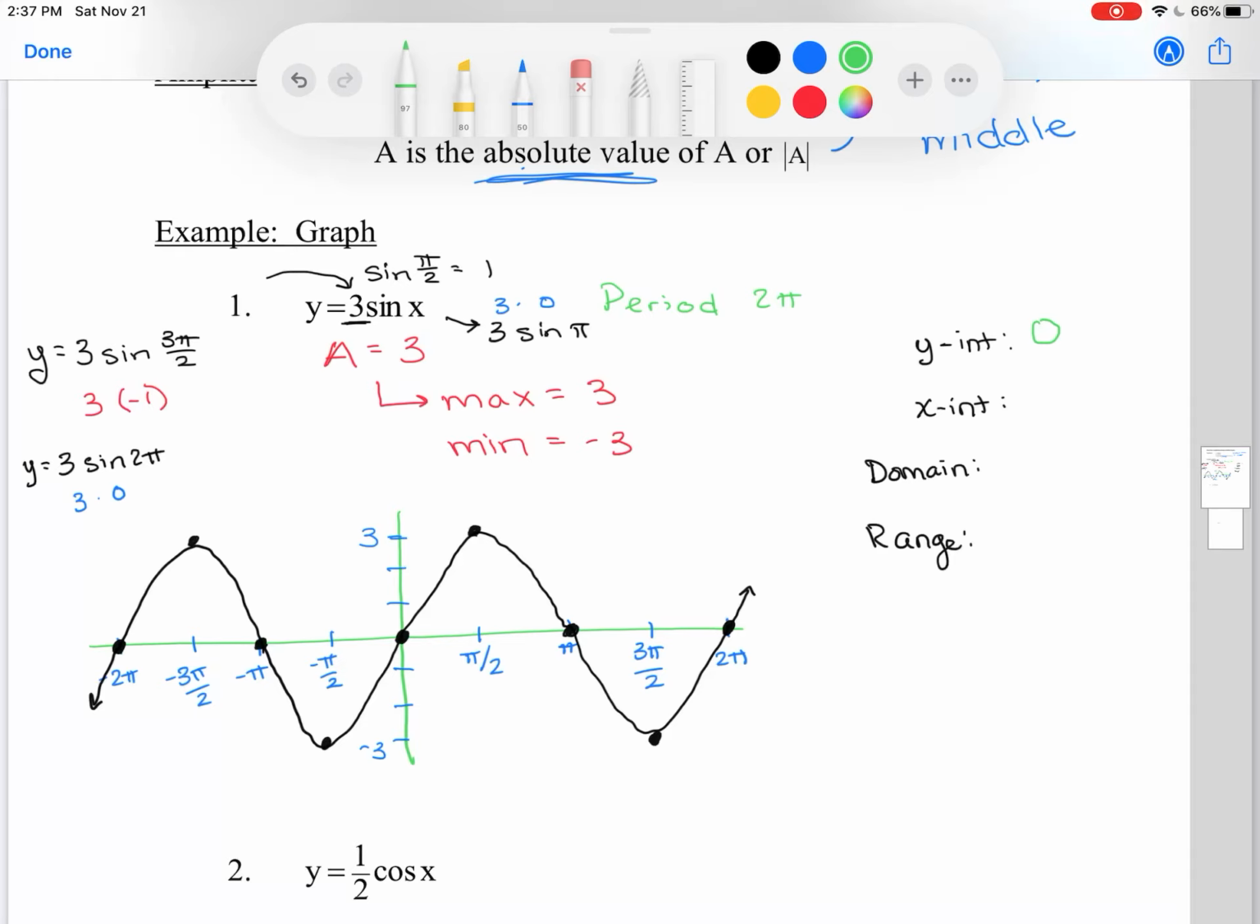And it's all based off of this graph that we just did. So my y-intercept, take a look at where you're crossing the y-axis. I only want the y value at that coordinate, so my y-intercept is going to be 0.